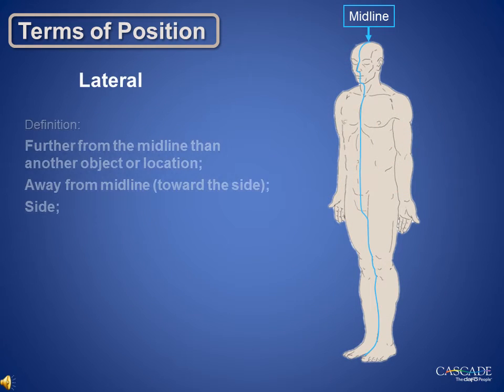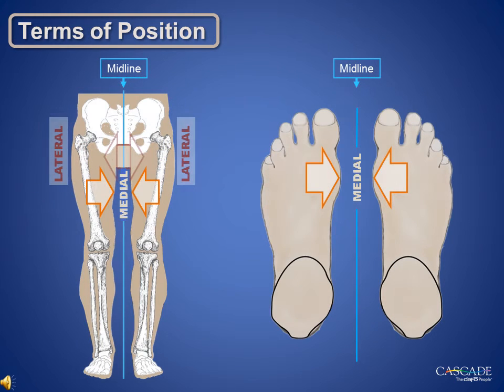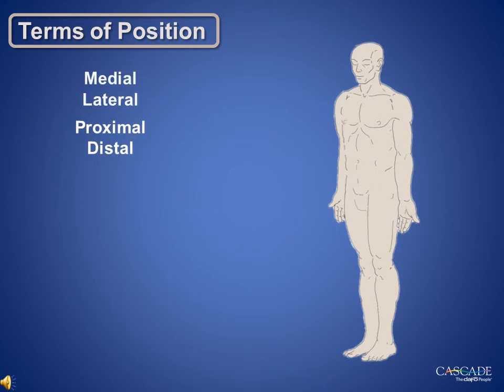Lateral means further from the midline than another object or location, away from the midline, toward the side, or side. The side of the leg or foot furthest from the imaginary midline is called the lateral side. The terms proximal and distal relate specifically to a limb, such as an arm or a leg.